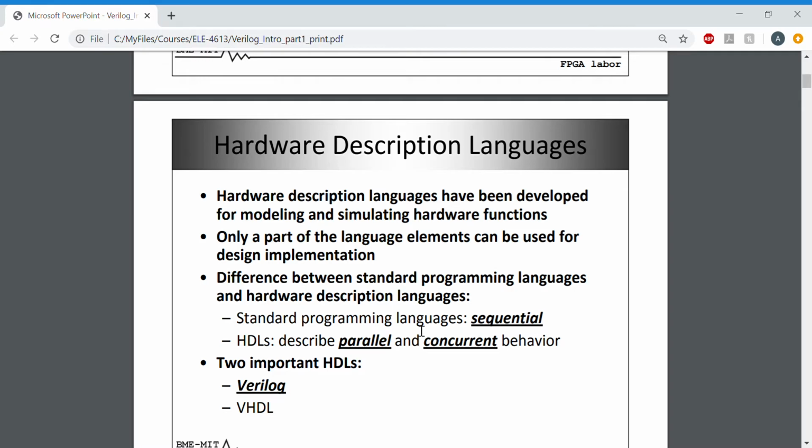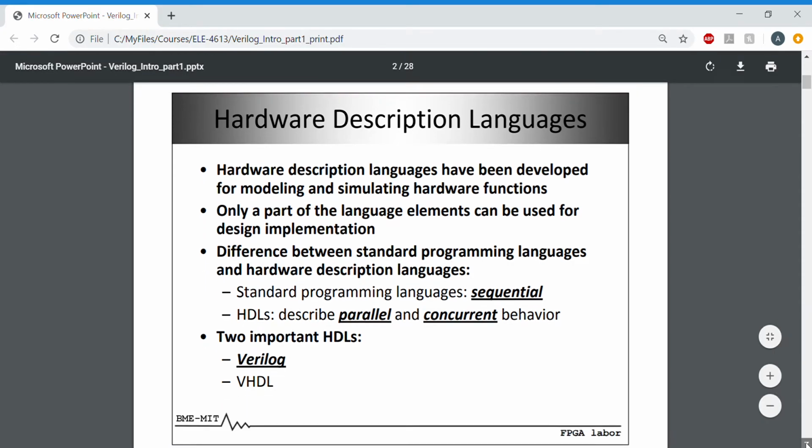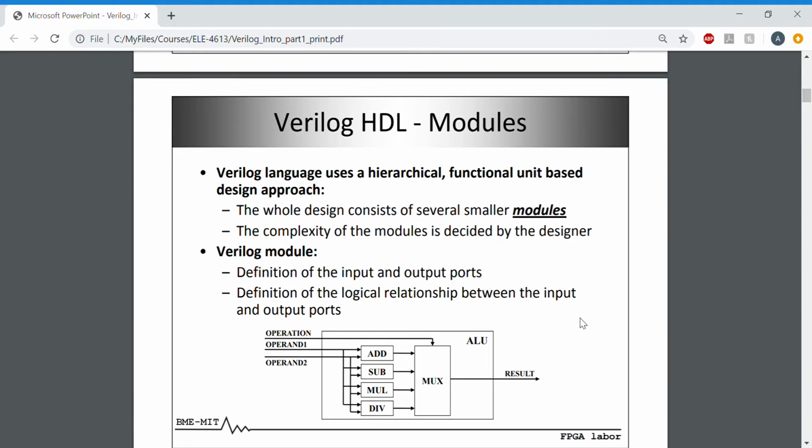So you have two important HDLs: Verilog, which is the one that we're going to study, and VHDL. Actually, Verilog is covering more than 80% of the design. Like 80% of the people in design are using Verilog. I don't know how many people use VHDL, but still some.